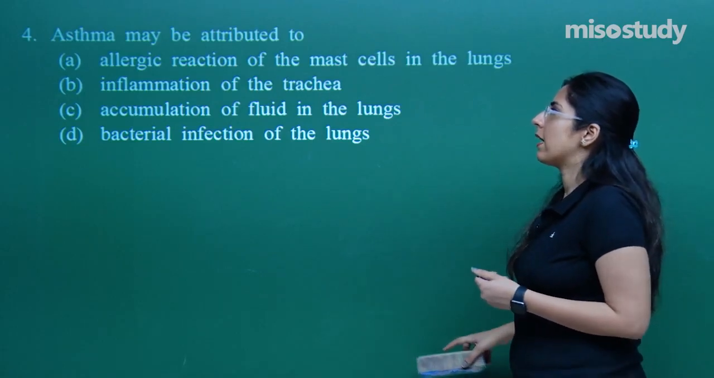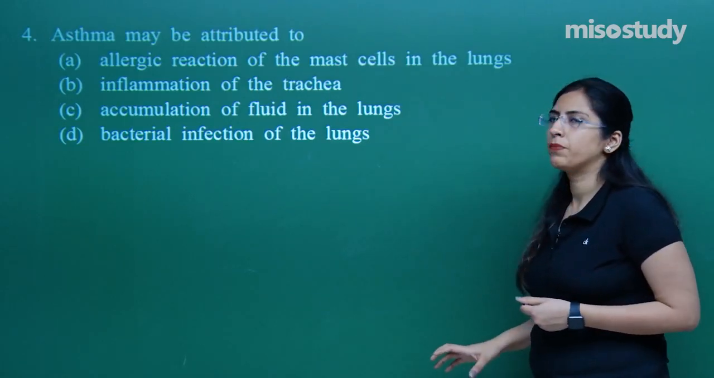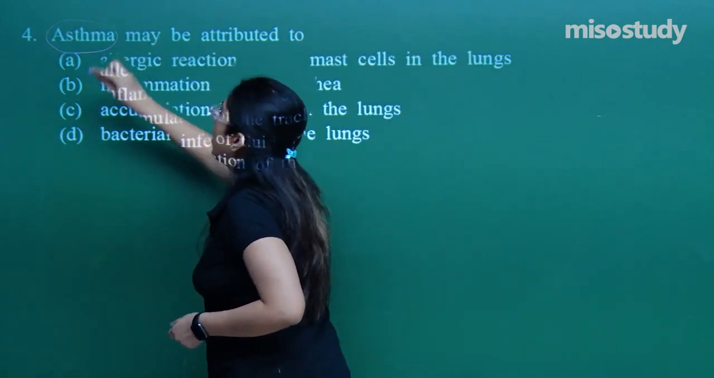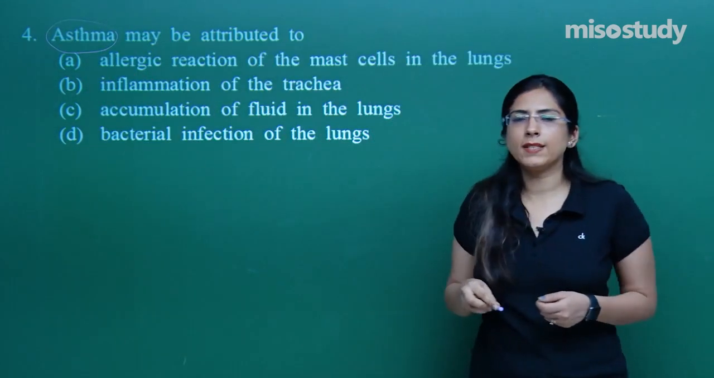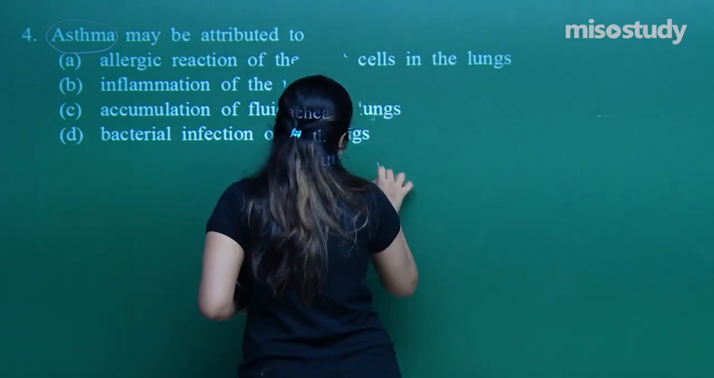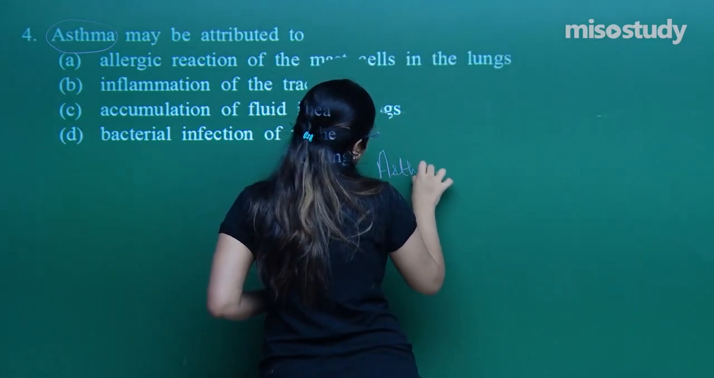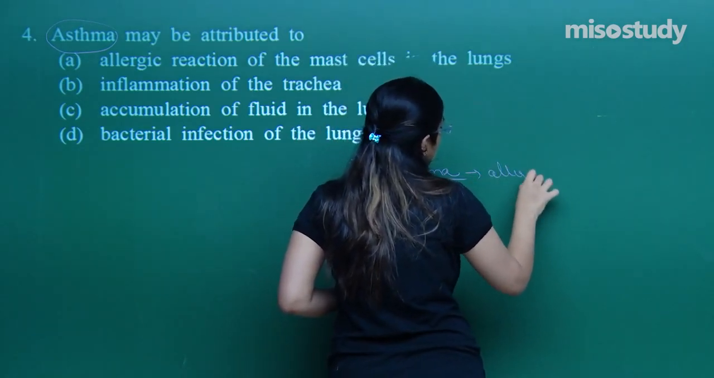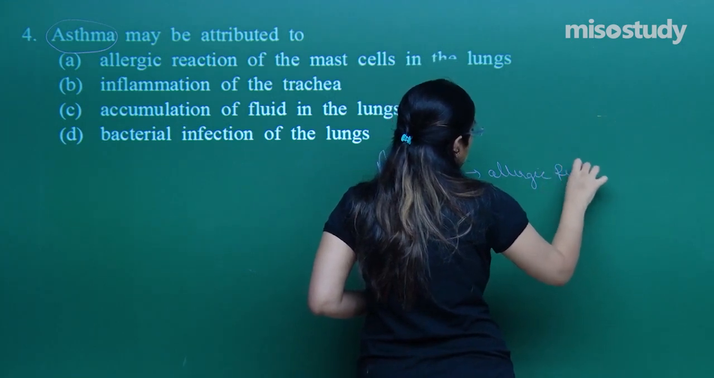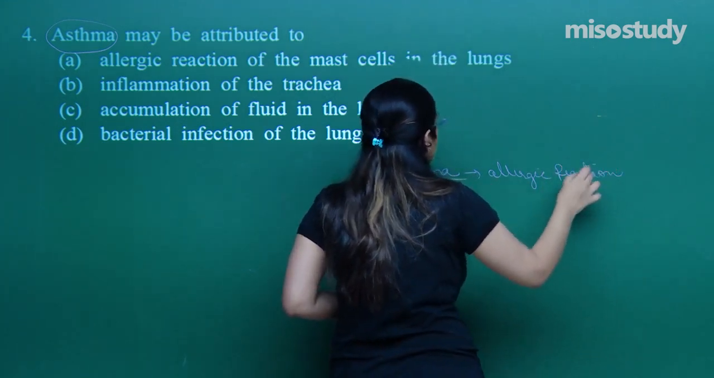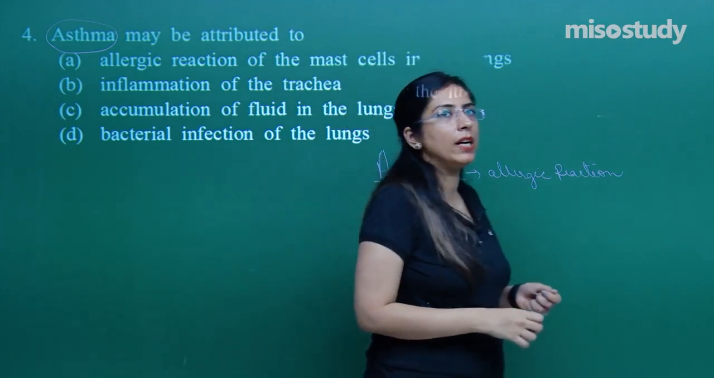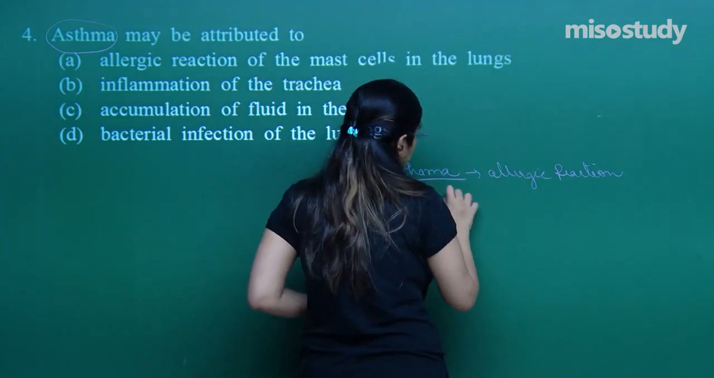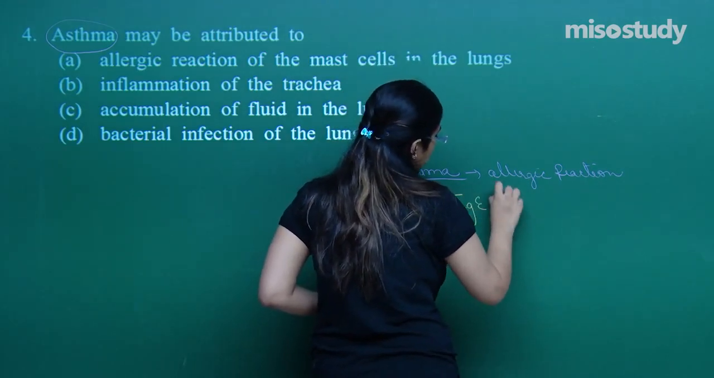This question says asthma may be attributed to... Now what is asthma? Asthma is related to an allergic reaction. Now tell me one thing, in case of an allergic reaction, which antibody is released? The name of that antibody is IgE.